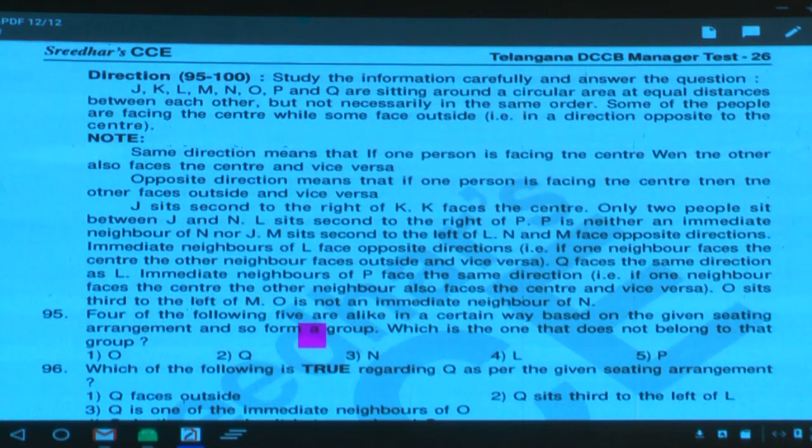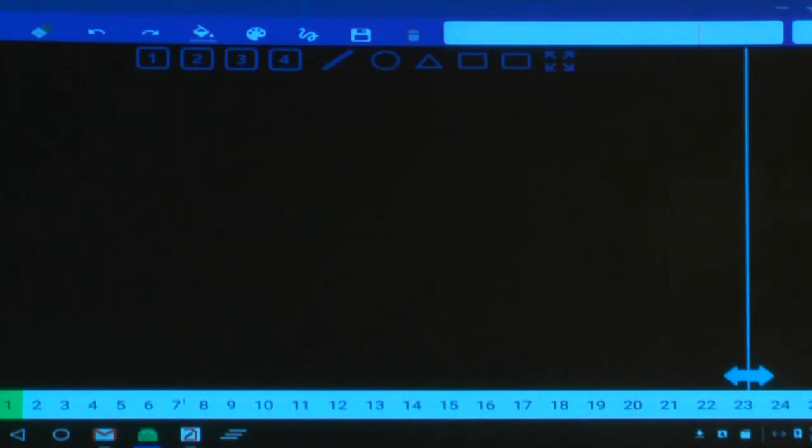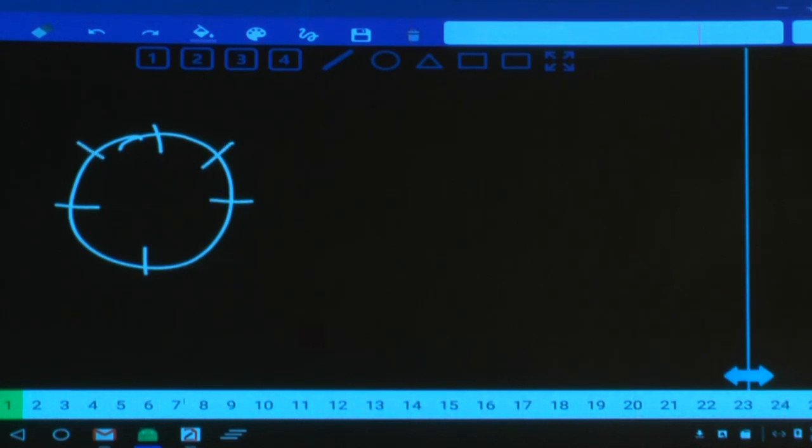And in these type of questions wherein some of the persons are inward and some of the persons are outward is given, first we need to check out whether any person is facing towards the center or away from the center is given or not, isn't it? Now first 8 persons, 1, 2, 3, 4, 5, 6, 7, 8.